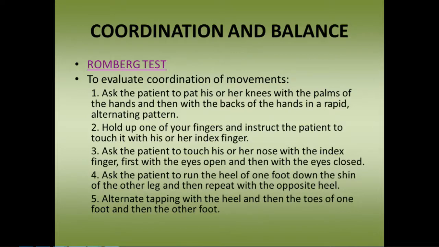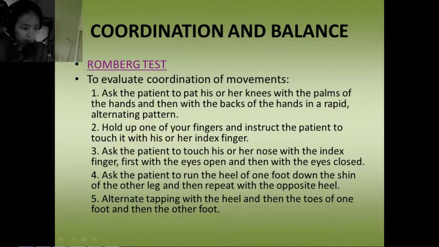First is to ask the patient to pat his or her knees with the palms of the hands and then with the backs of the hands in a rapid alternating manner. So I will be showing you how you do it. So for example, this is the knee of the patient. That is the knee of the patient. So what are you going to do? You're going to ask them to pat the hands on the knees using the back and the front of the hands. So you're going to ask them to pat the knees like that. It should be done quickly.